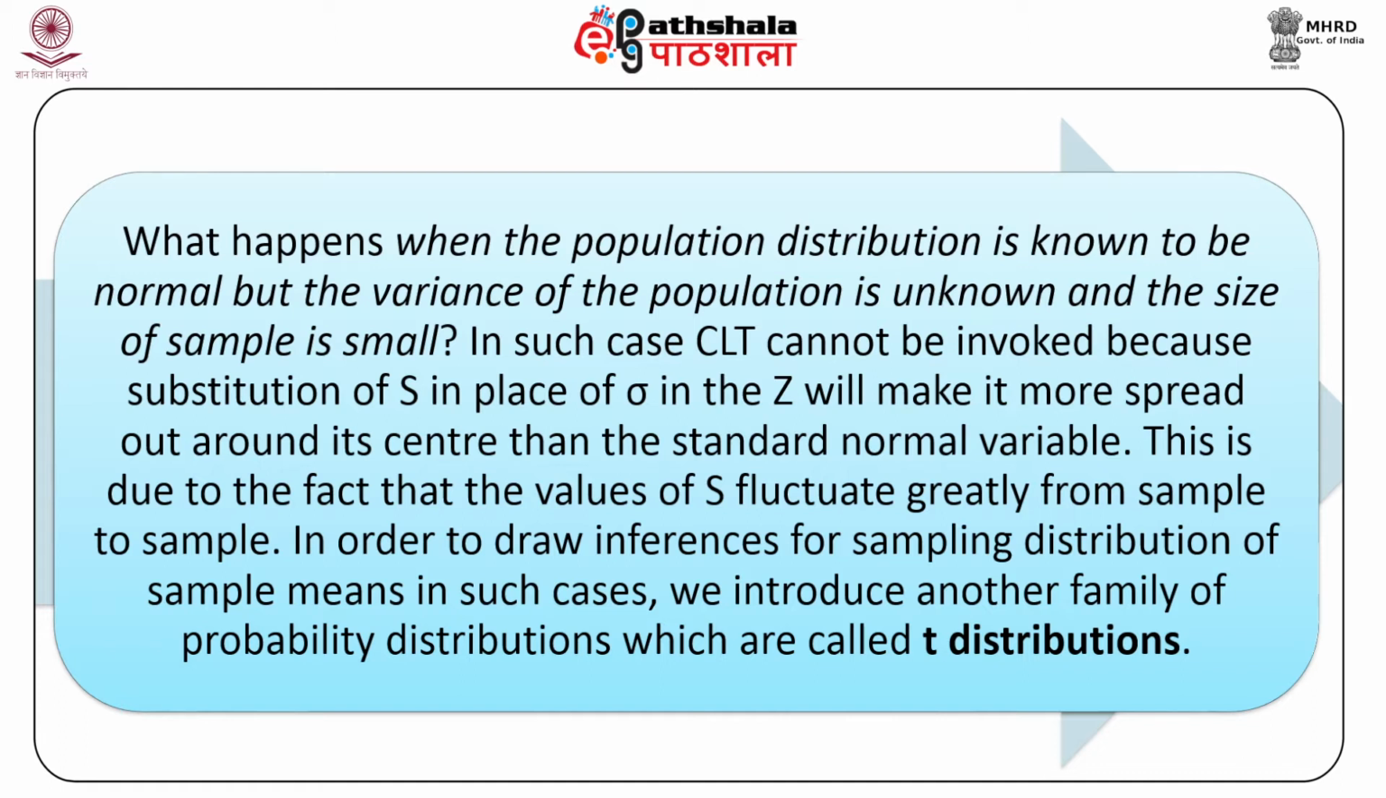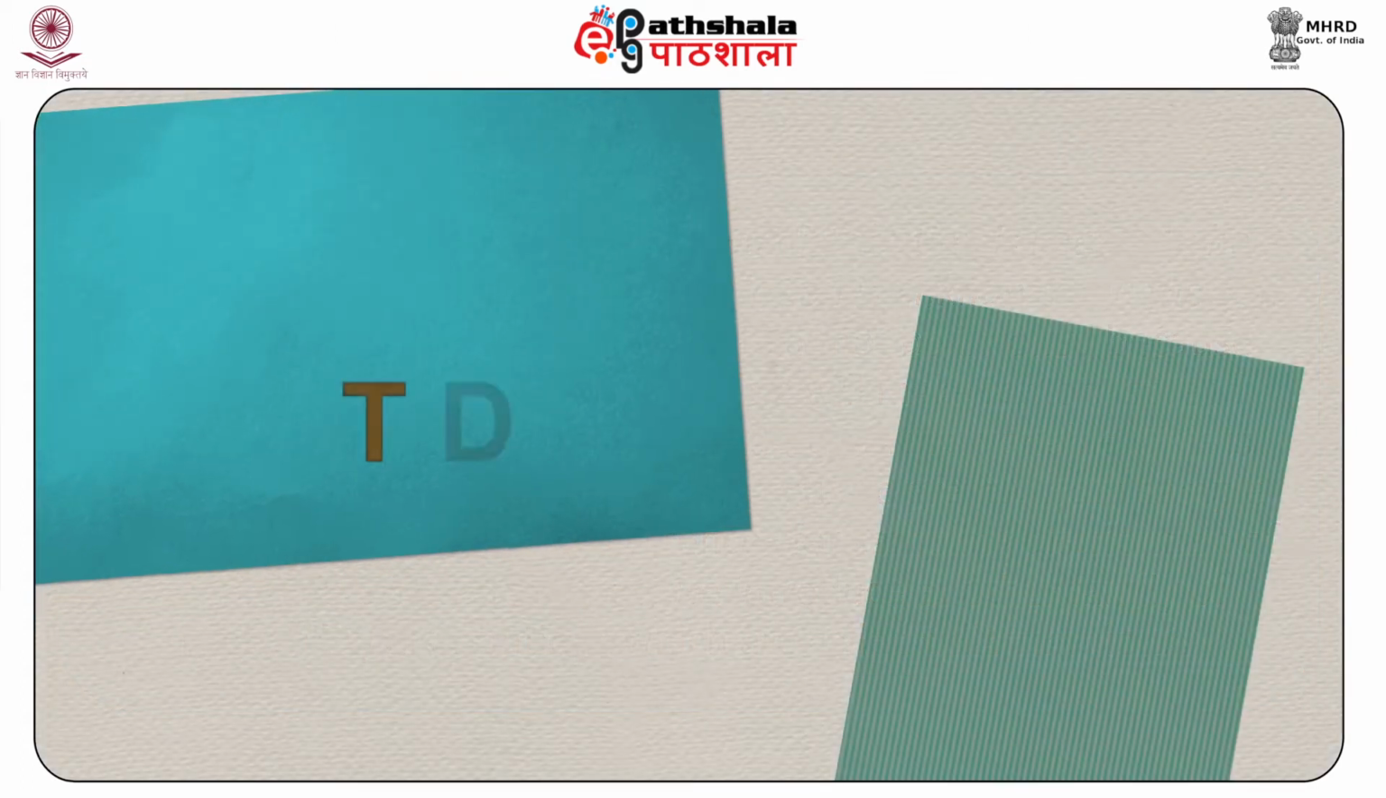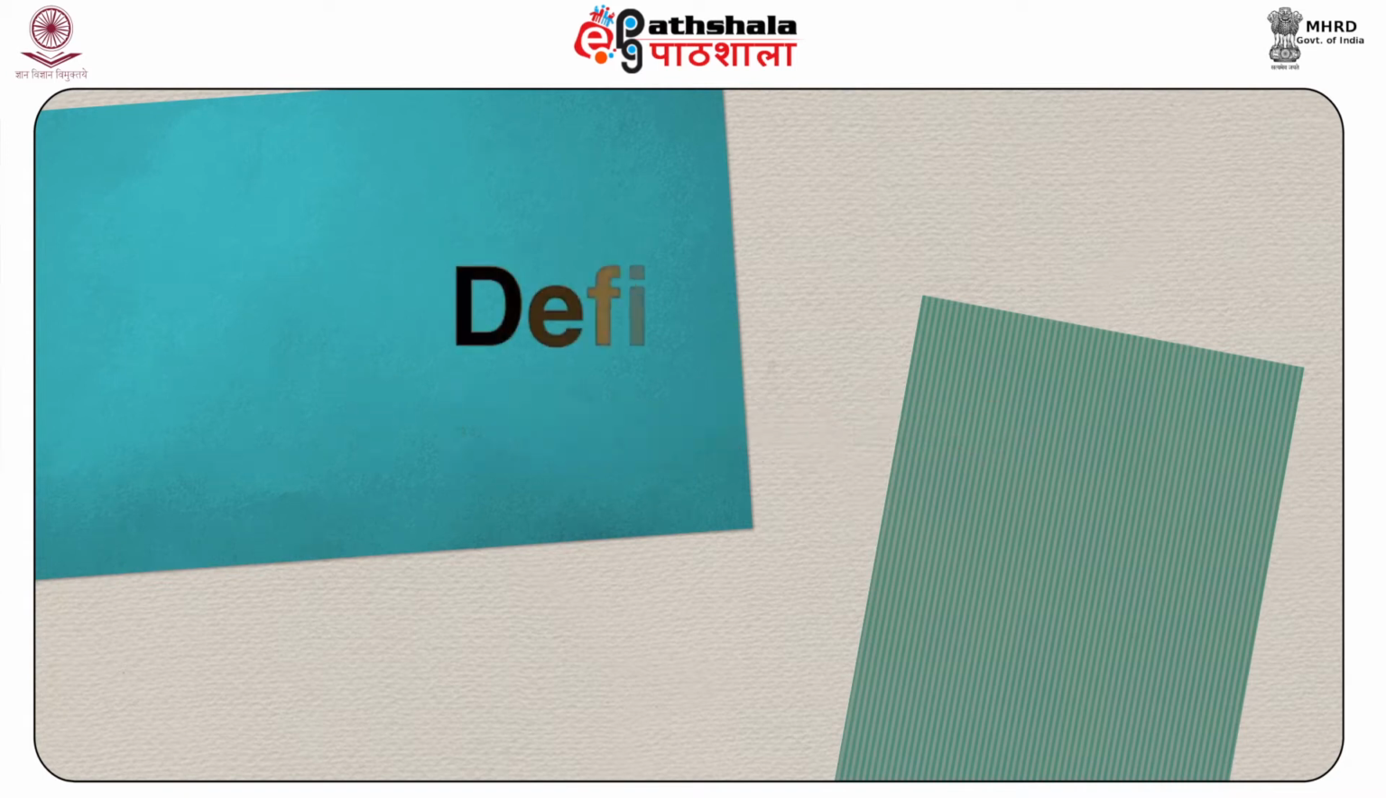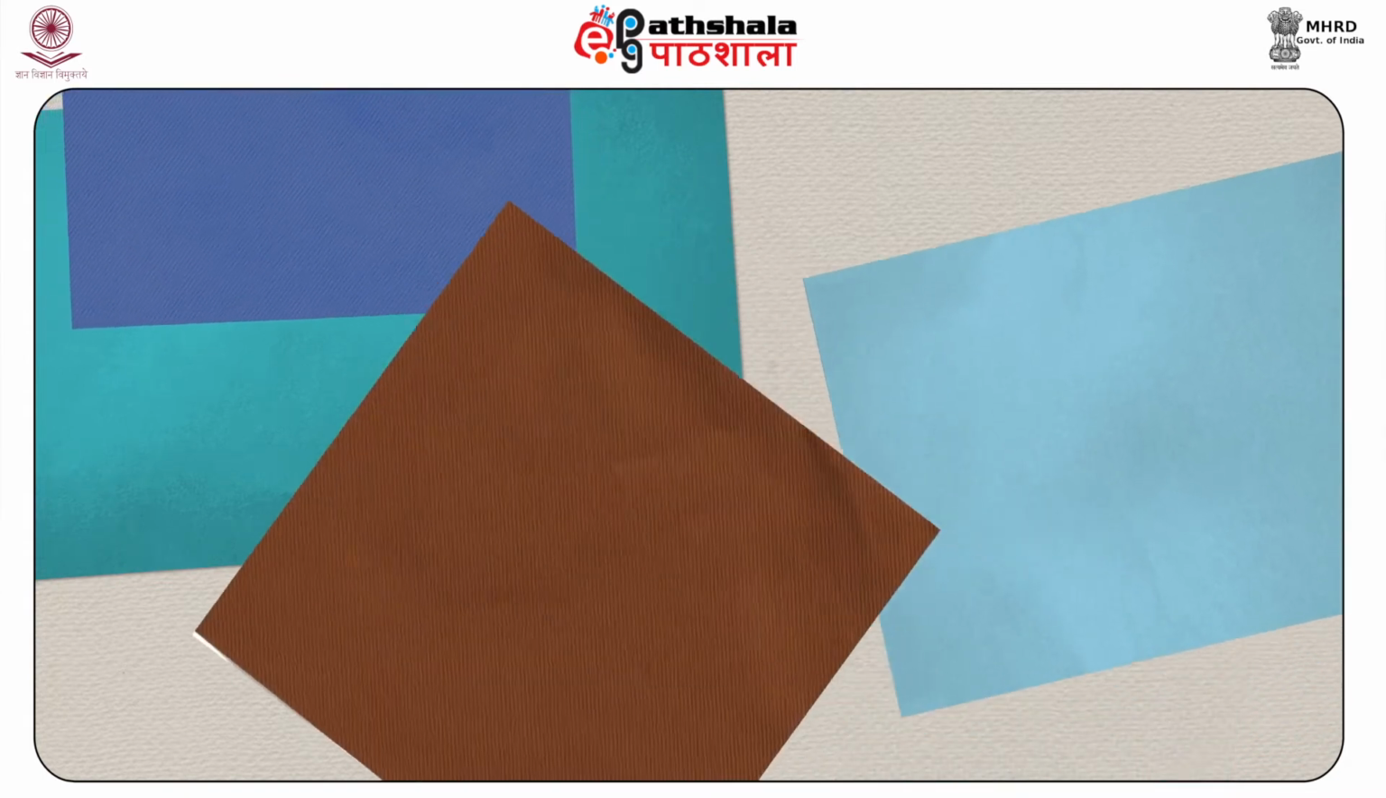So in order to draw inferences for the sampling distribution of sample means in such cases, we introduce another family of probability distributions, which are called t-distributions. So what is a t-distribution? Let us first define the t-distribution.